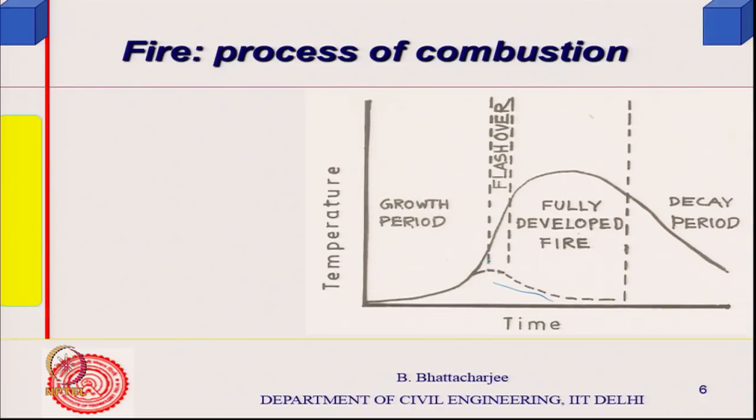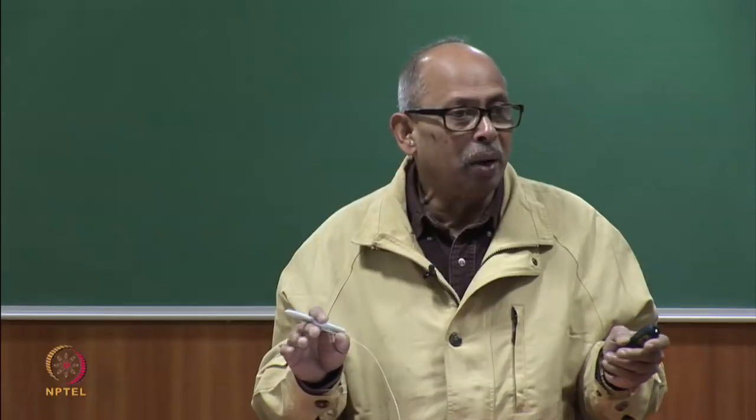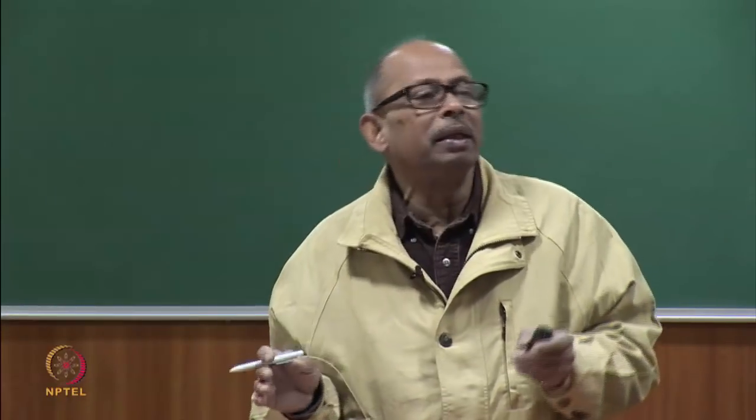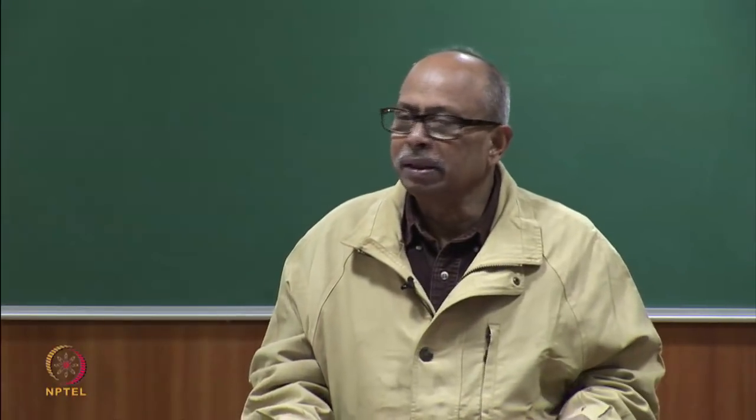So if I can suppress it, it is fine. This is the growth of fire in an enclosure, in a room. Fully grown fire and fuel depleted, this is flashover. We have already defined fuel depleted fire and fully grown fire. So it builds up, suddenly everything catches fire, then there is a steady period, however small it may be, and then there is a decay because the fuel will get consumed and reduced, and that is how the fire occurs.